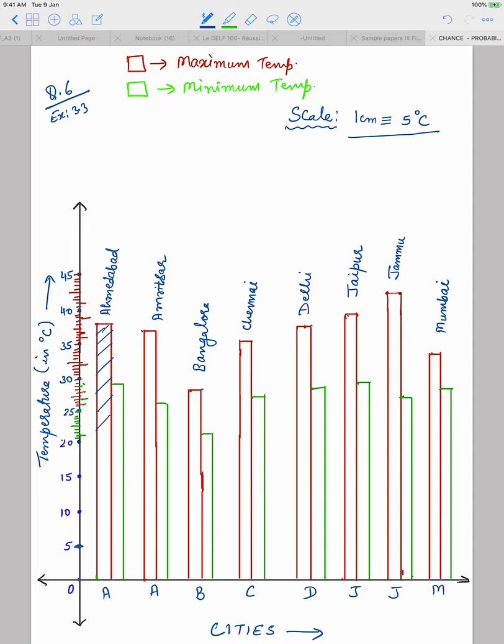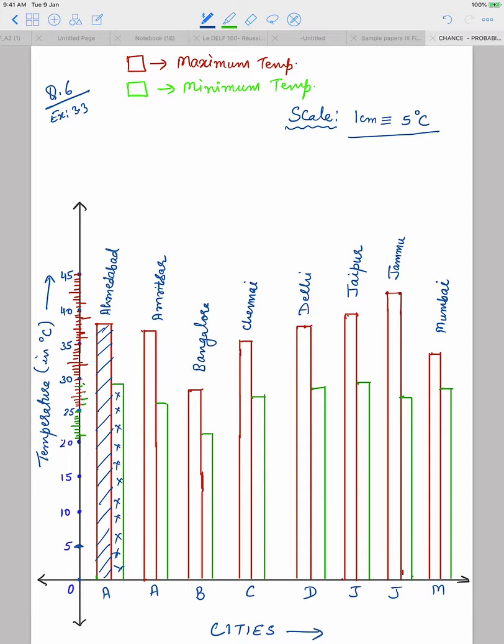Then in all the columns for maximum temperature you will do this kind of a shading, and for minimum temperature maybe you will do like this, put all crosses in between just to differentiate between the two graphs. Okay, 2 bars in fact. So if you have 2 different colors, use 2 different colors. If you don't have 2 different colors, you can use 2 different shadings to make them look different.